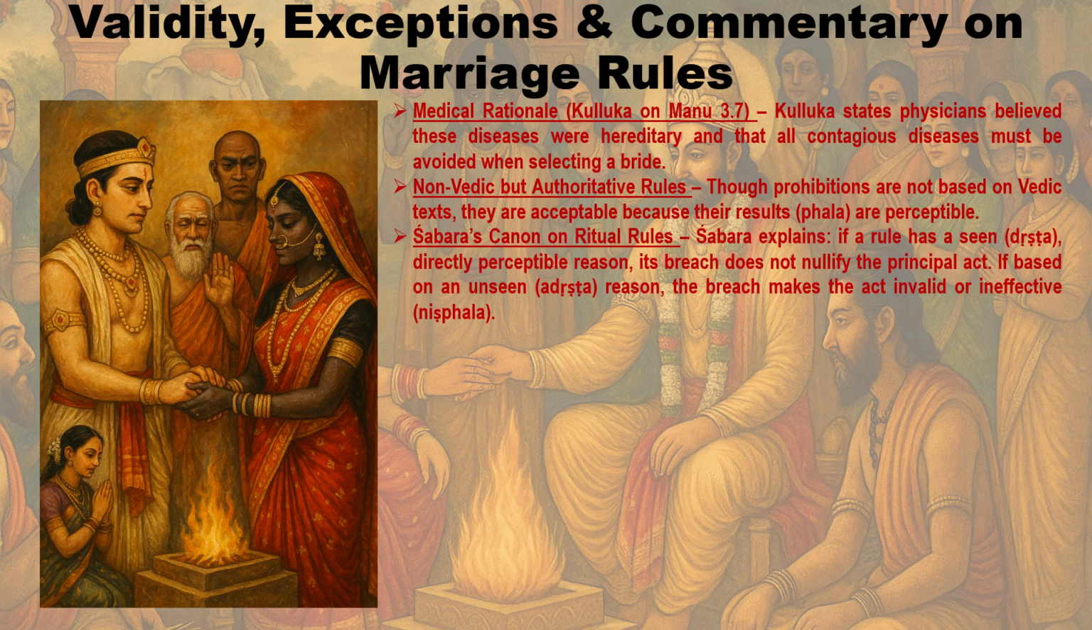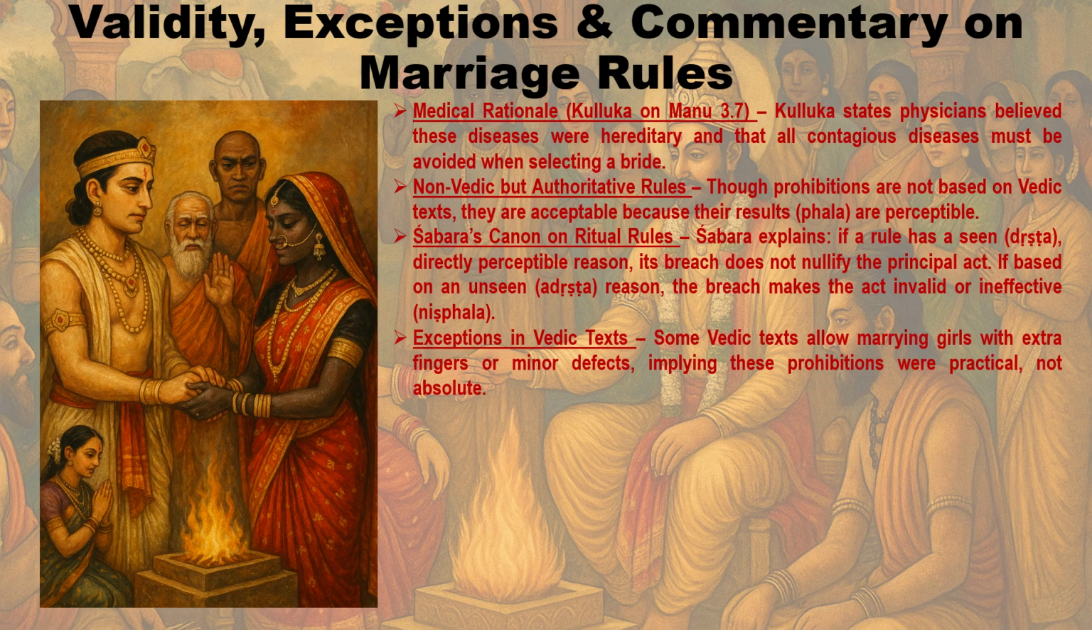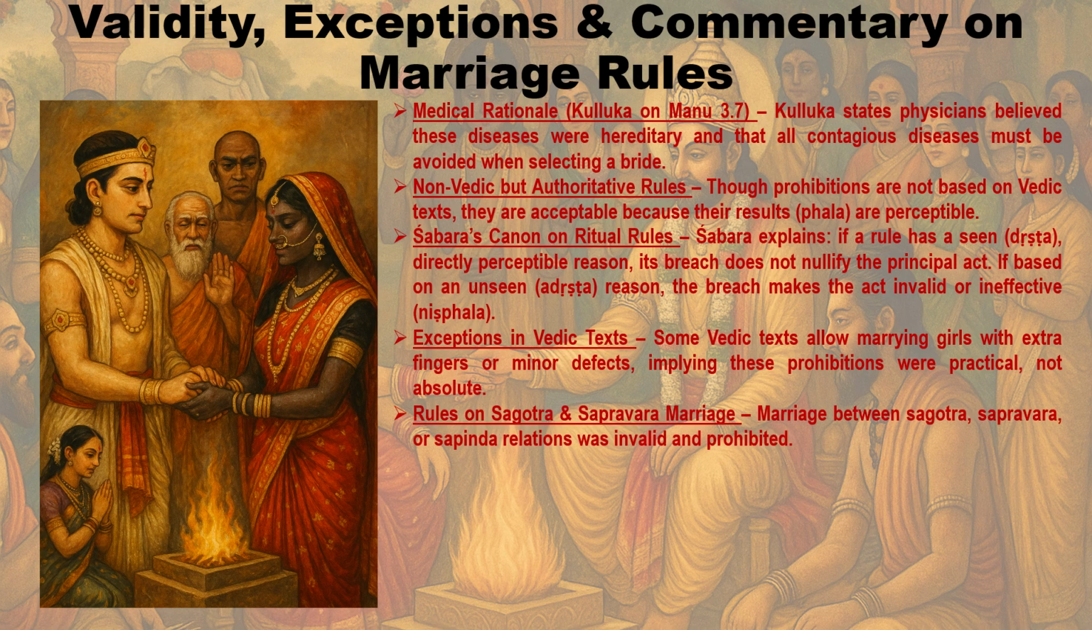perceptible. Sabara explains, if a rule has a seen, drashta, directly perceptible reason, its breach does not nullify the principal act. If based on an unseen or adrishta reason, the breach makes the act invalid or ineffective, meaning nishphala. Some texts allow marrying girls with extra fingers or minor defects, implying these prohibitions were practical, not absolute.